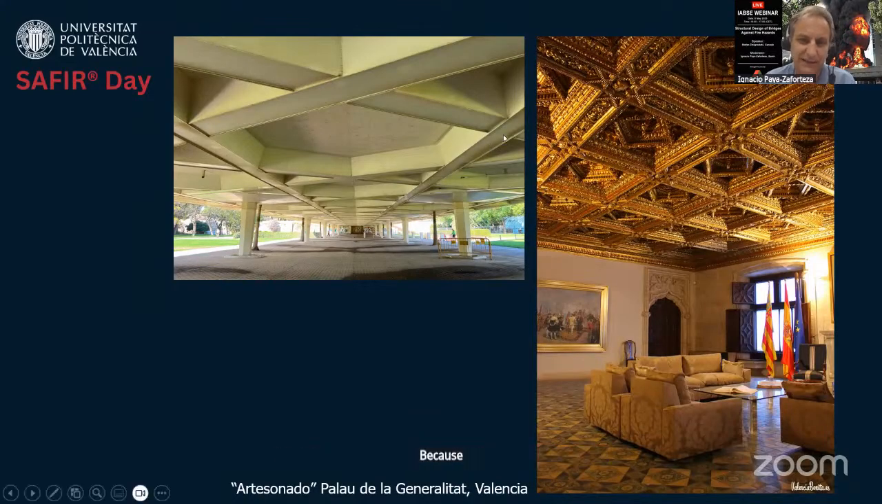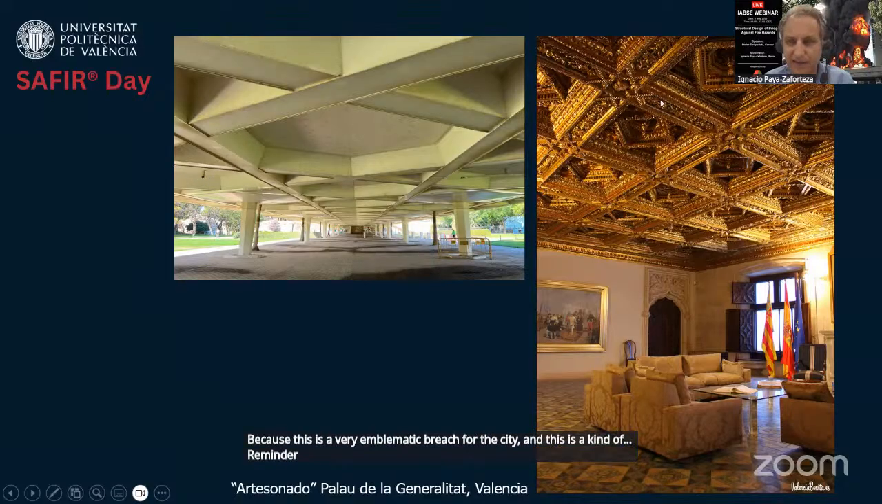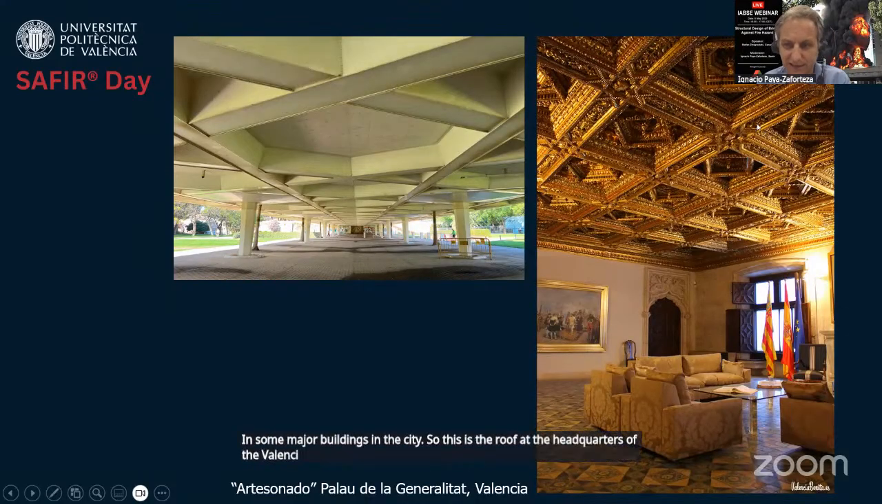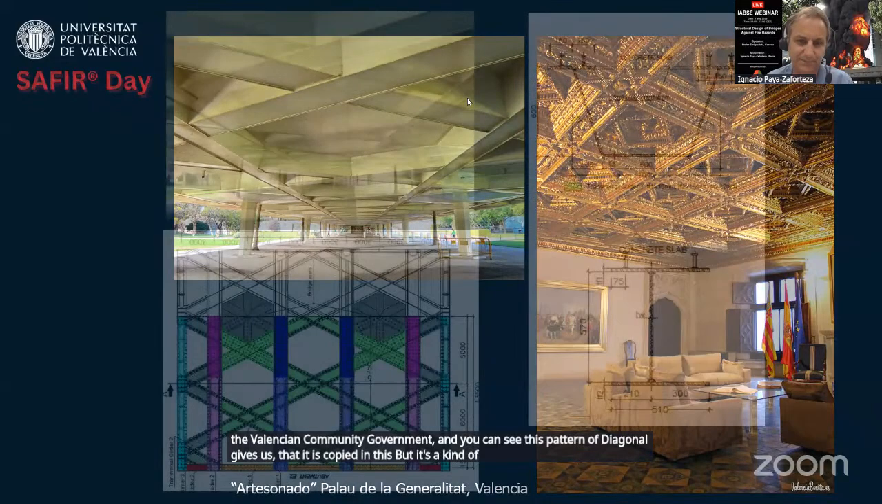Because this is a very emblematic bridge for the city, and this is a kind of reminder of some old traditional floors, historic floors that you can find in some major buildings in the city. So this is the roof at the headquarters of the Valencian community government, and you can see this pattern of diagonal girders that is copied in this bridge. It's a kind of remembrance.